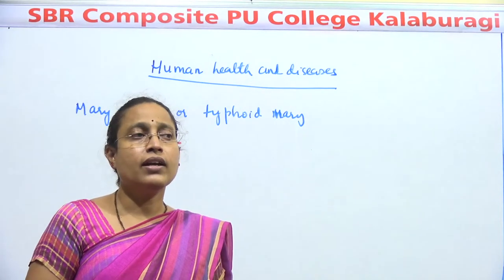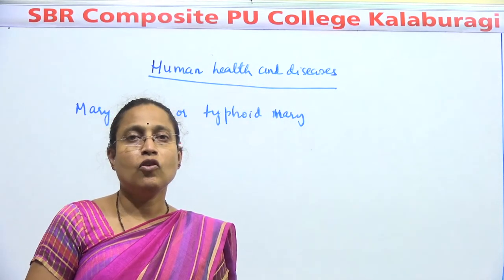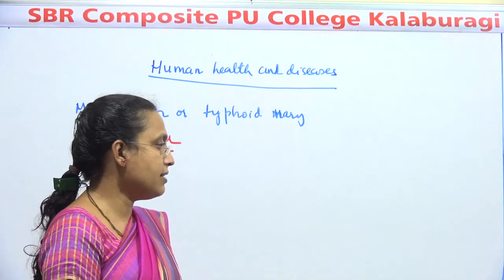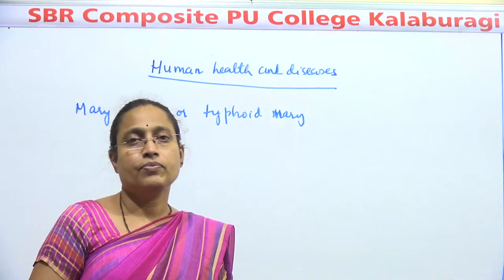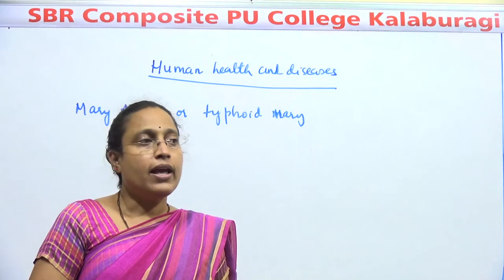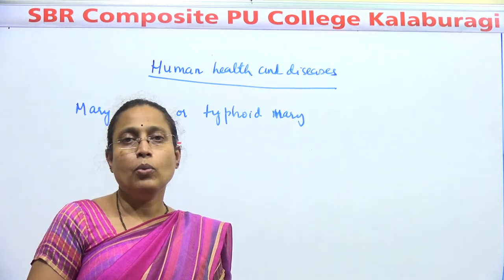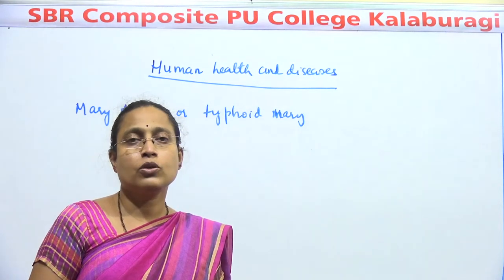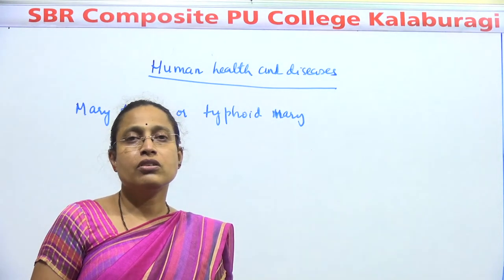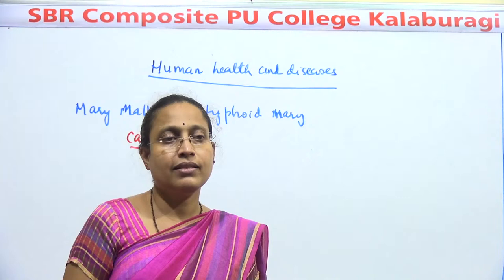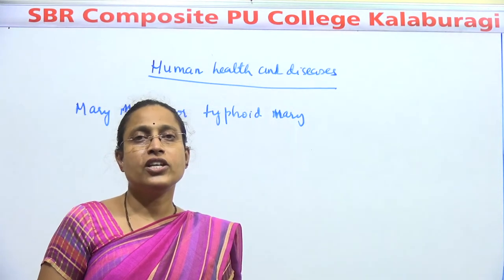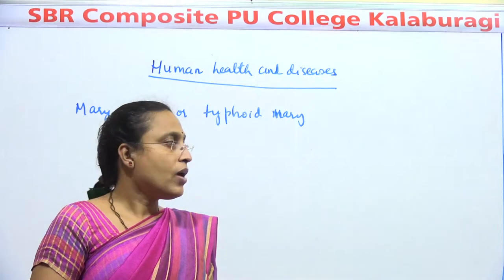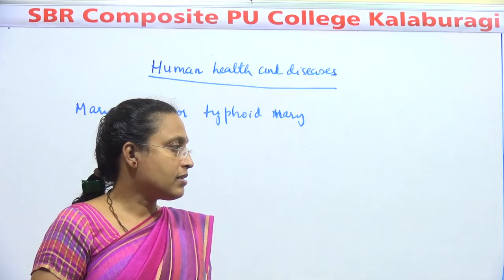One of the typhoid carriers was Mary Mellon. She is also famously called Typhoid Mary. Mary Mellon migrated to the USA from Europe, and her favorite job was cooking. Therefore, she used to search for affluent families, that is, rich families, so that she could work as a cook in their homes. So she continued to work as a cook.